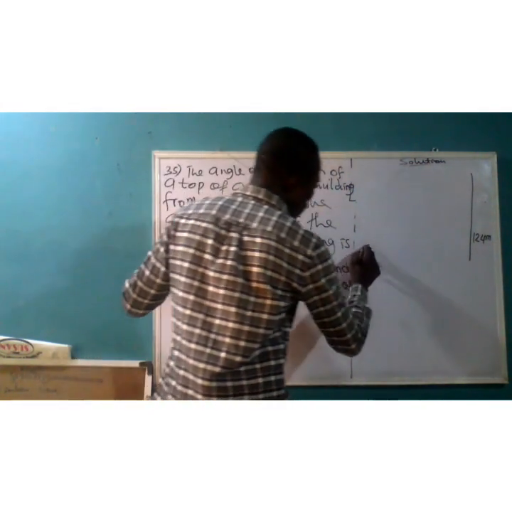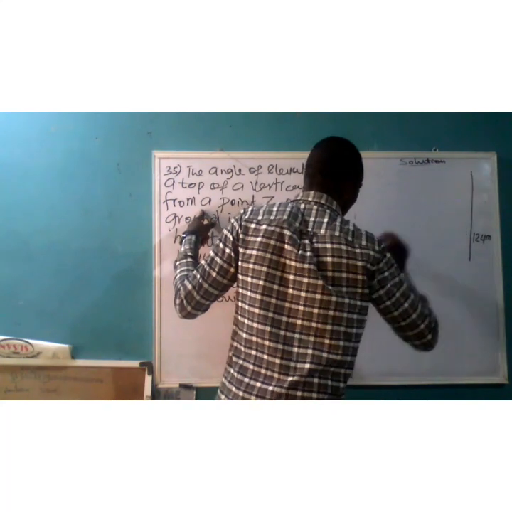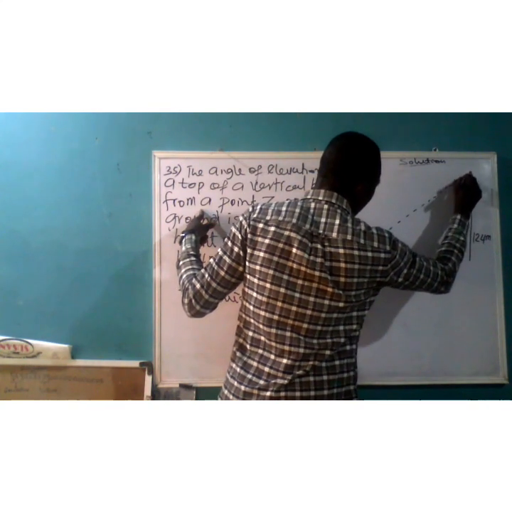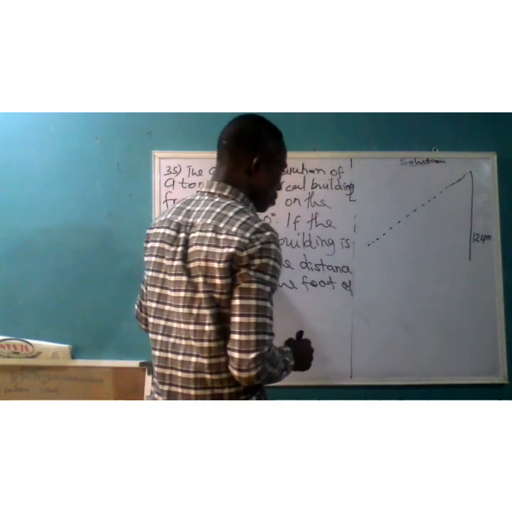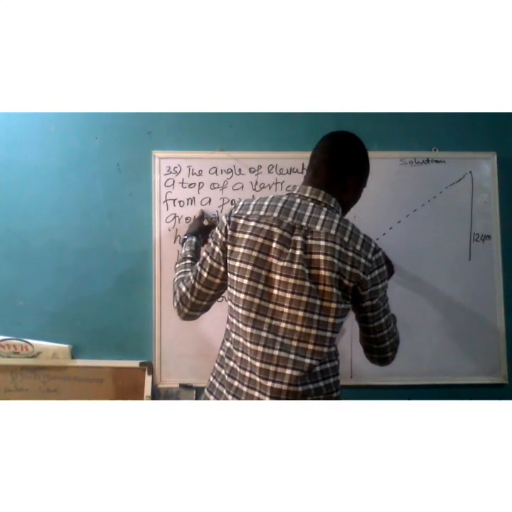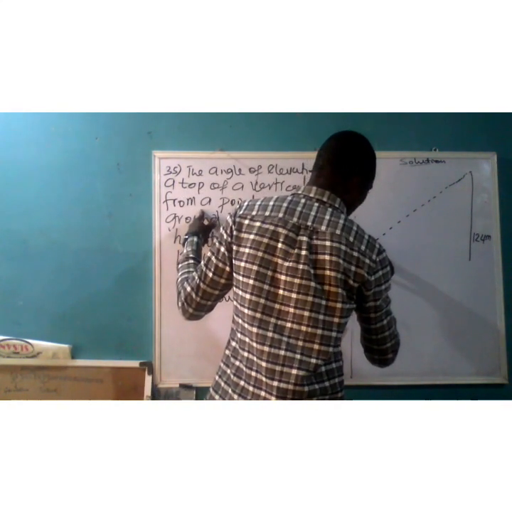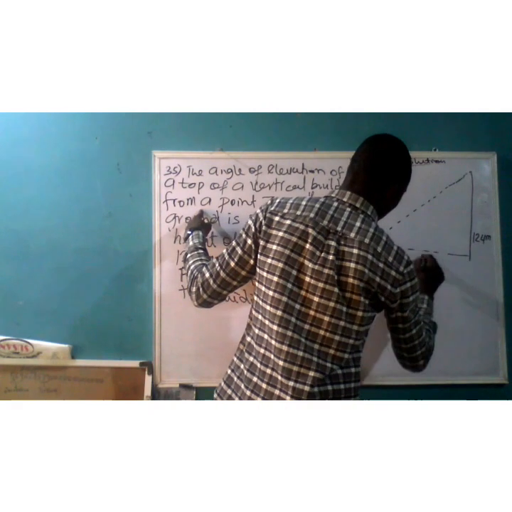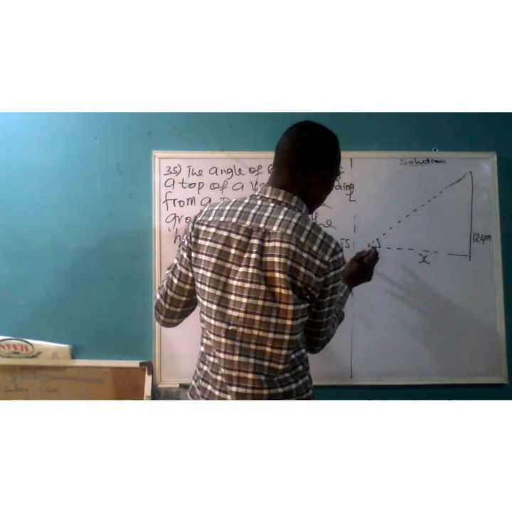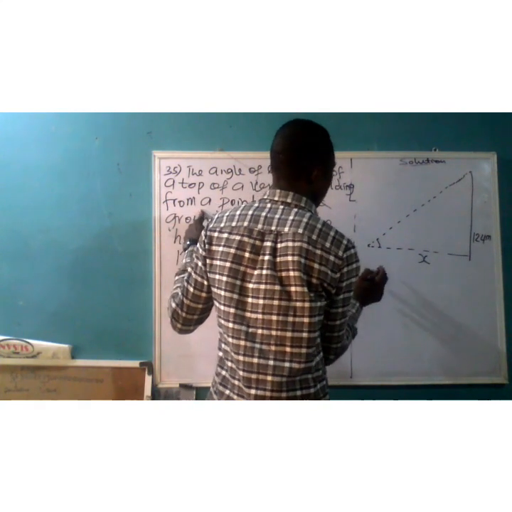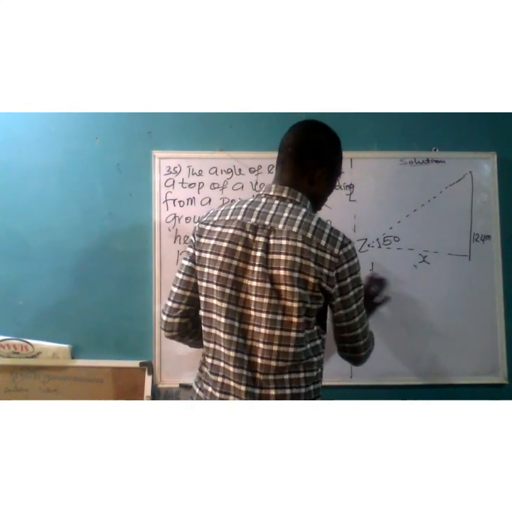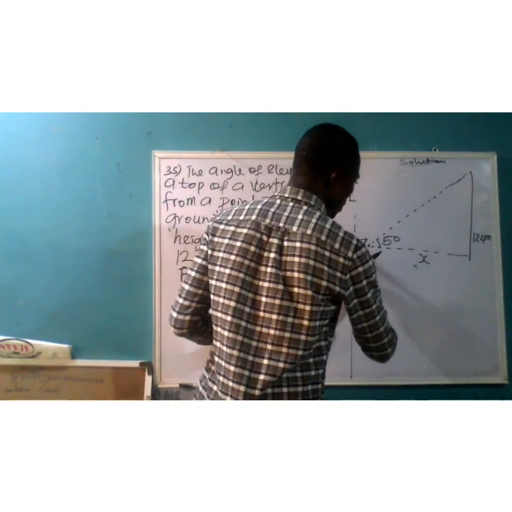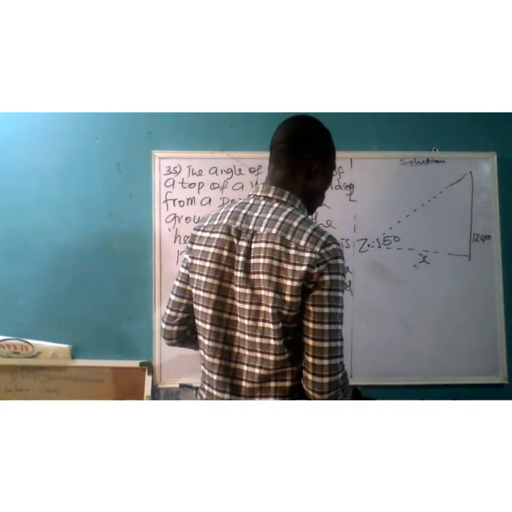Okay? So that the angle of elevation measured from this point to the top of the building can be traced out, first and foremost, by tracing the line of elevation. Okay? Then let's look at the distance between the point and the foot of the building. Let's call it x. So we have the angle of elevation of the top of the building from this point as 50 degrees. Now the next thing is to find the distance between point Z and the foot of the building.